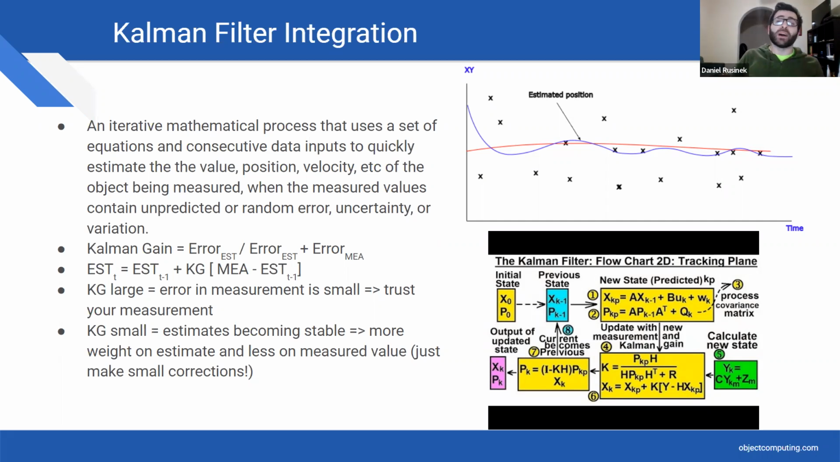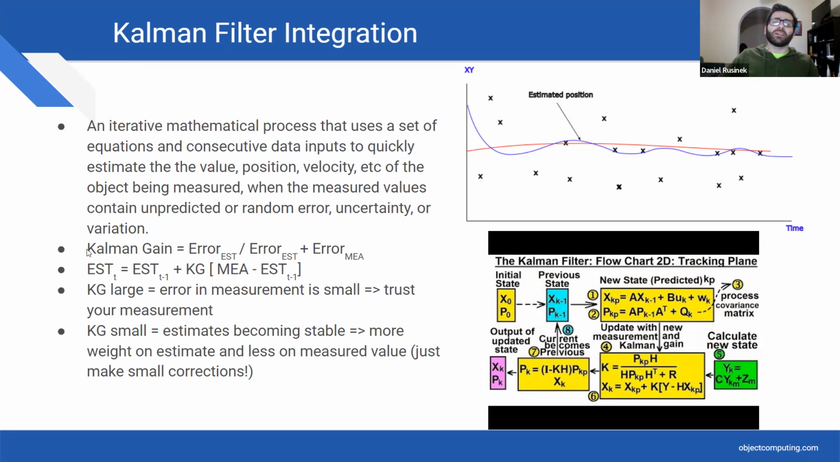There are a lot of ways to combine these, a lot of different algorithms, but one that I've learned about recently that I think is very powerful is called a Kalman filter. This is an iterative mathematical process that uses a set of equations and consecutive data inputs to quickly estimate the value, position, and velocity of an object being measured, really any quantity in time that has some error, where you have a predicted value of what you think that error is going to be, and when the measured value contains unpredicted or random error, uncertainty, or variation.